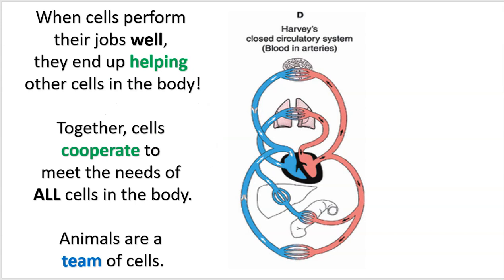When cells perform their jobs well, they end up helping other cells in the body. Together, cells cooperate to meet the needs of all cells in the body. Animals are a team of cells.